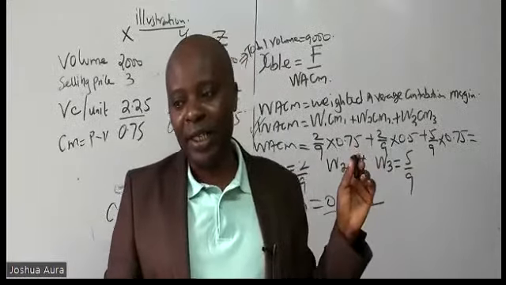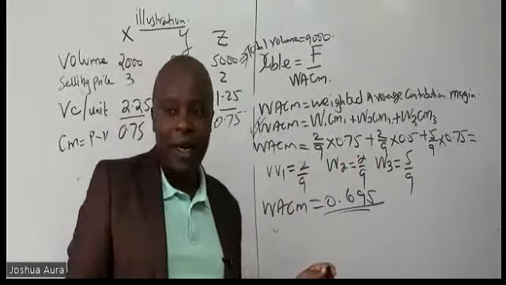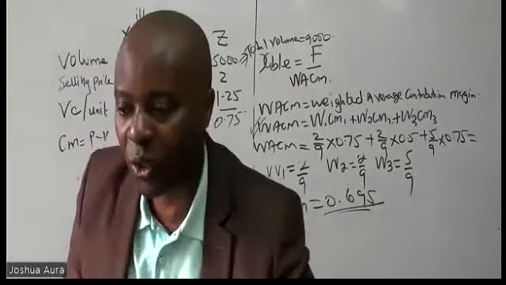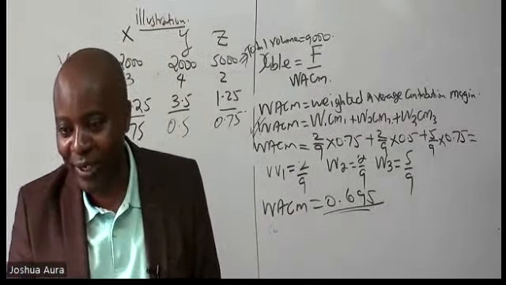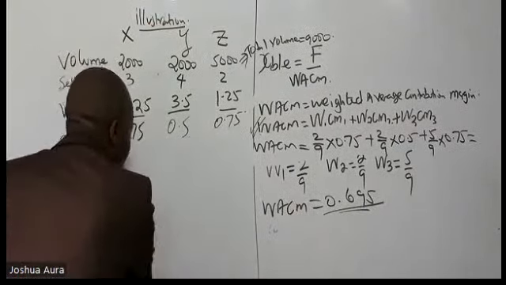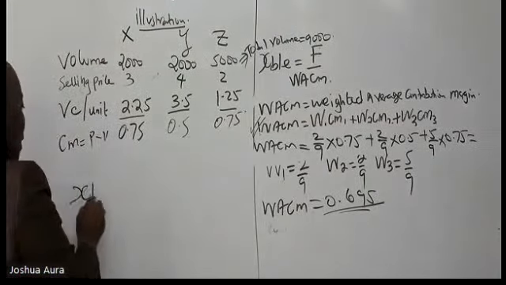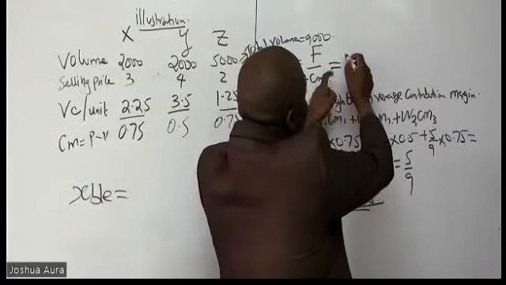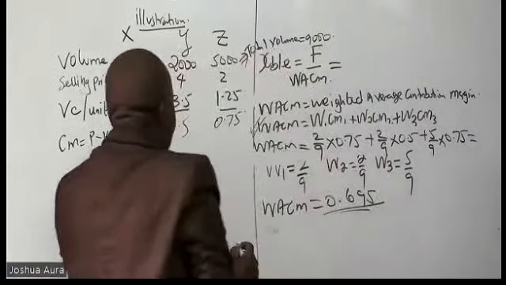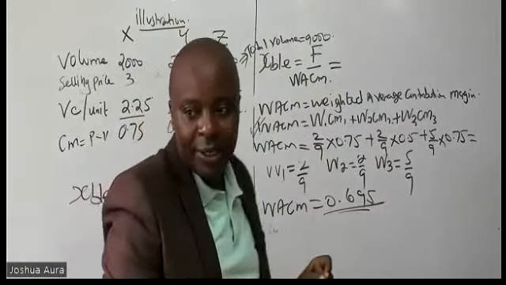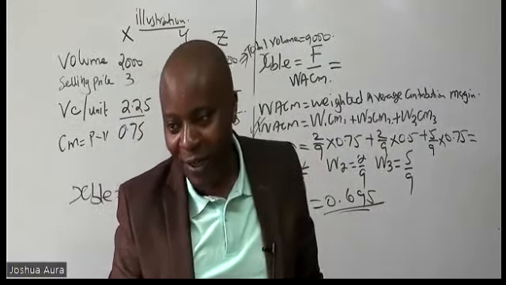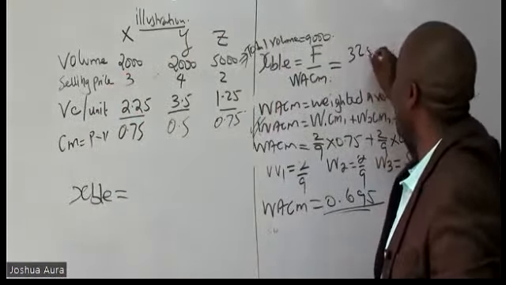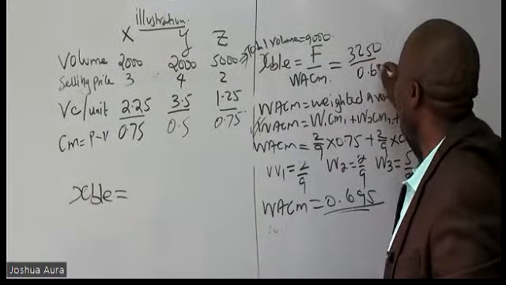So now all of us are getting 0.695. It's not lost on us what they want us to get: X break even. They've said that X break even is the fixed cost divided by the working. What is our fixed cost amount for the firm? 3250. So this will be 3250 divided by our 0.695.